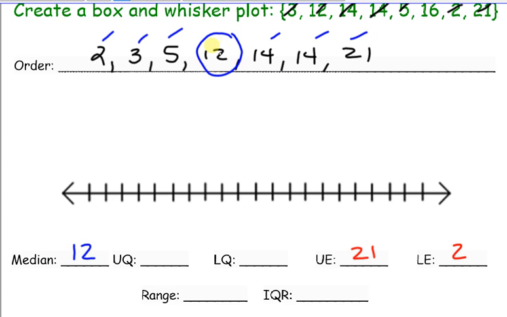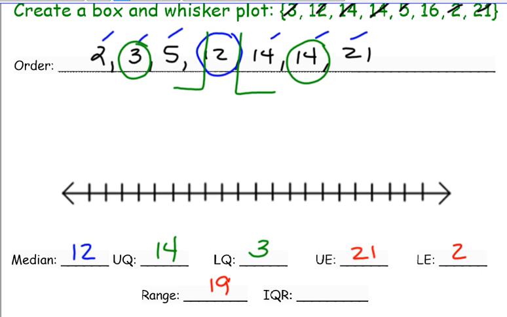And then we have to find our lower quartile and upper quartile. Our lower quartile is 3, and our upper quartile is 14. So now let's quickly calculate our range. Biggest number minus little number, 21 minus 2 is 19. And our IQR, our interquartile range, is our upper quartile minus our lower quartile, which is going to be 11. And last but not least, let's graph it.